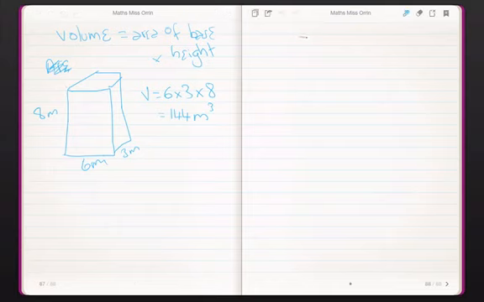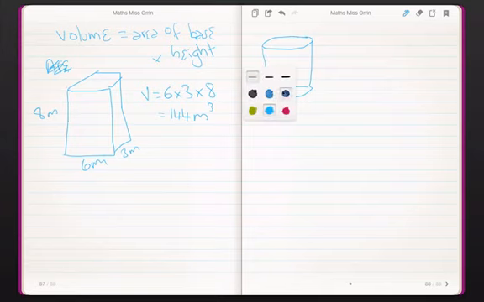Now what if we had something like this? We've got a cylinder. Let's say the radius is 6 meters and the height can be 10 meters, okay?